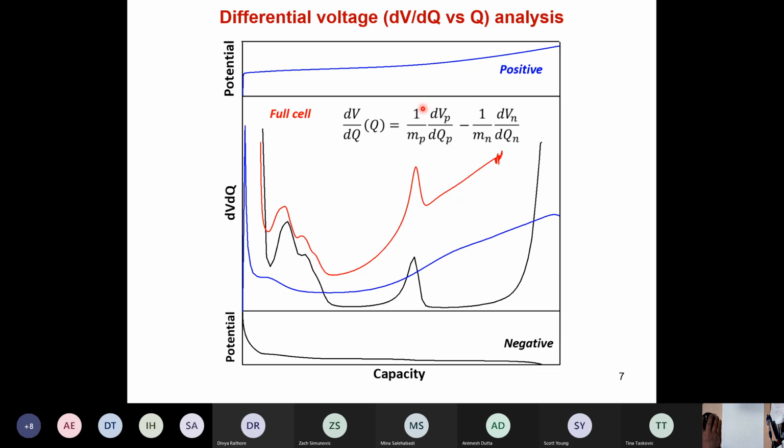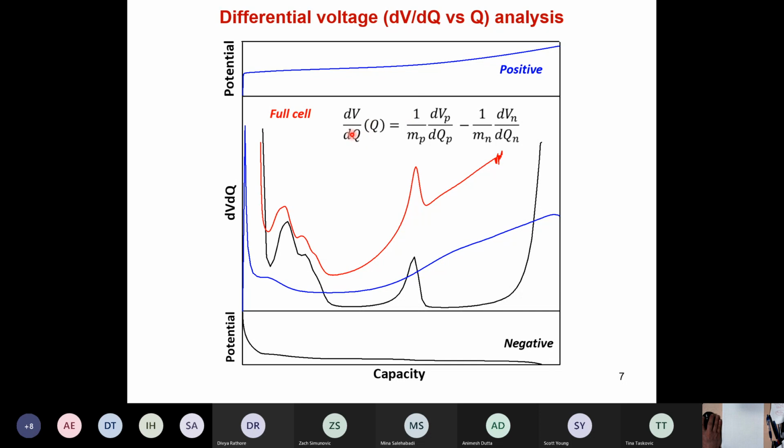So this is how it works. You have a positive electrode and you have a negative electrode, and each of those can be differentiated to give dVdq. So the black curve is dVdq of the negative, and the blue curve is dVdq of the positive. And then you take the difference between those.